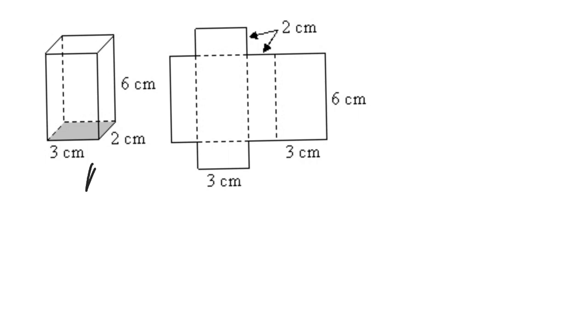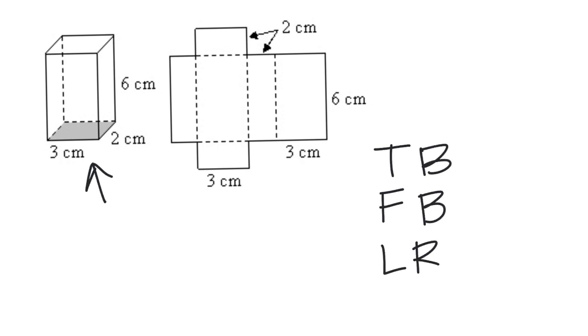Personally, I like looking at just the shape itself instead of the net, but if the net makes more sense to you, focus on that net. So my very first step is to write down TB for top bottom, and then I'm going to do FB for front back, and then I'm going to do LR for the left and right side.